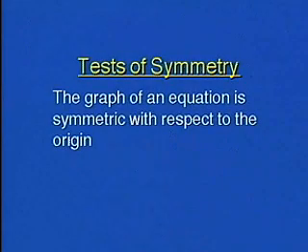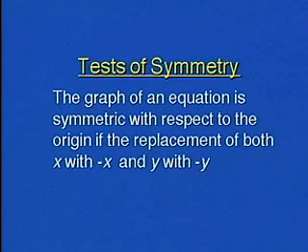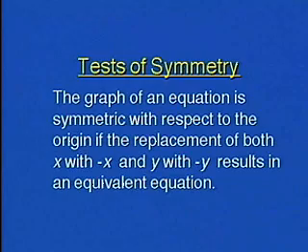So that leads me to the test for symmetry with respect to the origin. The graph of an equation is symmetric with respect to the origin if the replacement of both x with negative x and y with negative y results in an equivalent equation. Let's go ahead and do an example with this particular type of symmetry.